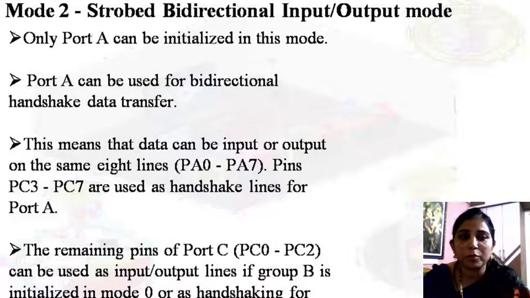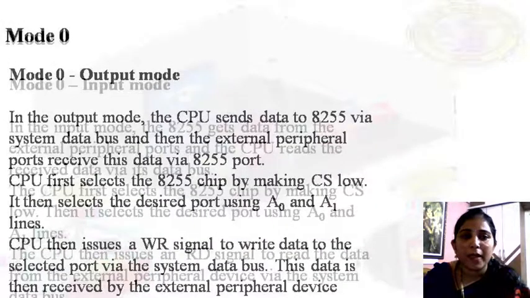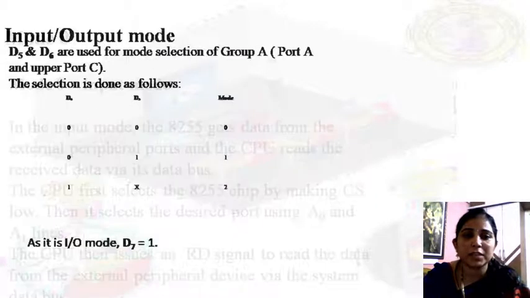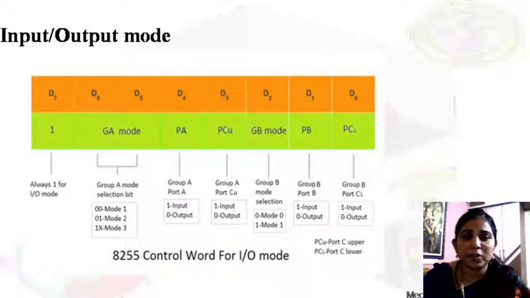Let's see about mode 2. Only port A can be initialized in this mode. Why only port A? Because students, you can see in this diagram of the control word register that here we have only 2 modes, whereas here we have 3 modes, and this one is mode 2. The last mode.